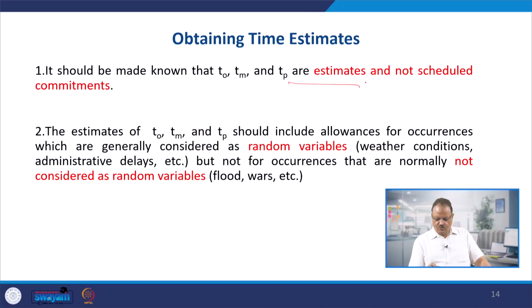and pessimistic time are the estimates and not, say, scheduled commitments, right? We are talking about obtaining the time. So, these are only estimates and not the scheduled commitments. The ultimate purpose is that we should achieve the target in the optimistic time, but if we are not able to achieve the target in the optimistic time, we should be able to do it in the most likely time.